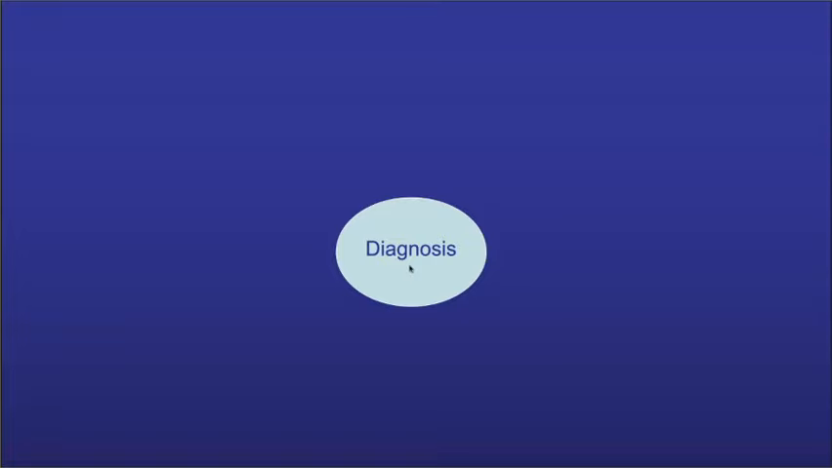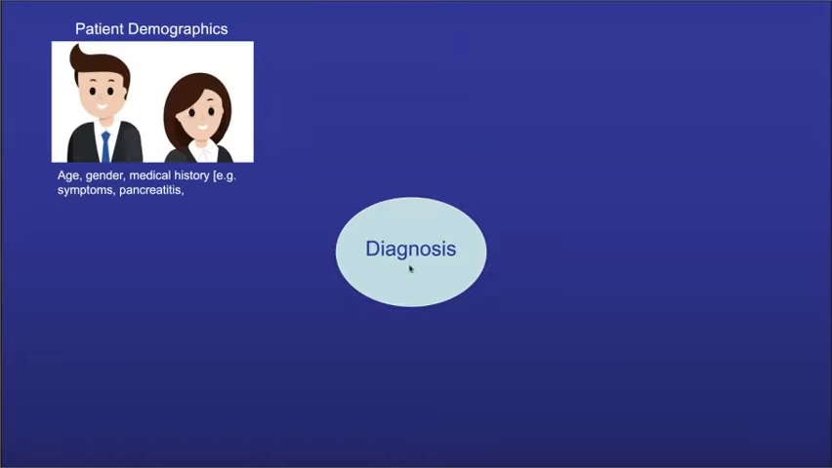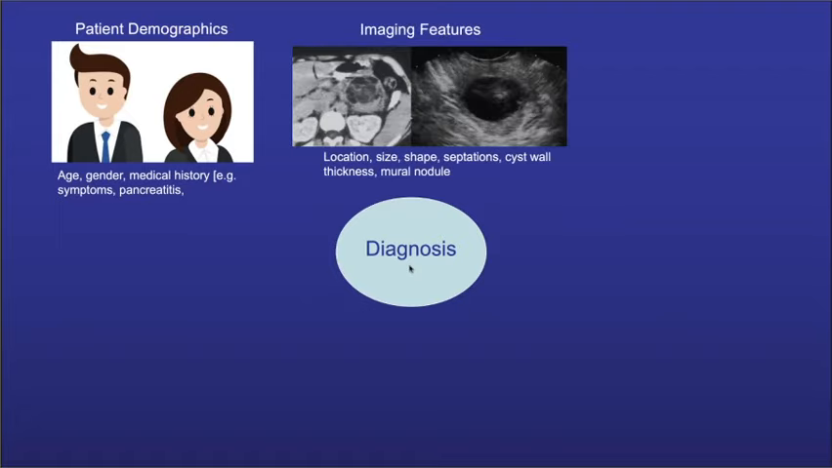So our diagnosis is going to use this multimodal approach of getting patient demographics, the age, the gender, the medical history, symptoms. Do they have pancreatitis? Does the diagnosis of a pseudocyst make sense? What are the imaging features? Where is the cyst located? What is its size, its shape? Are there septations? Is the cyst wall thick? Is there a mural nodule? Does the clinical impression fit with what you're seeing under the microscope and on imaging?